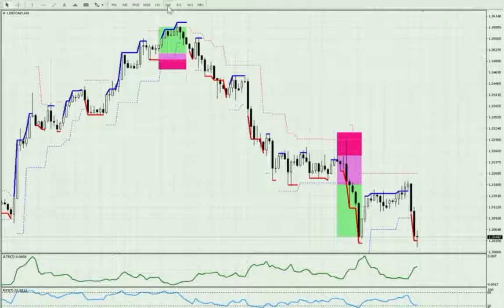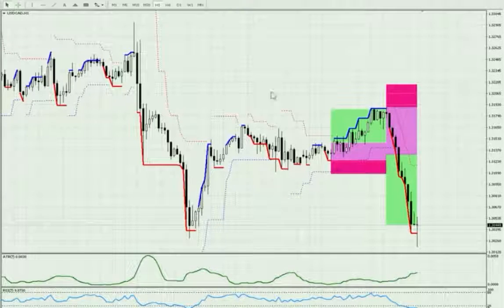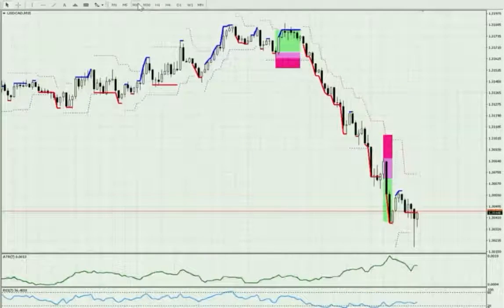Four-hour version. Here is our most recent bullish kill zone. As you can see, we're now fairly and squarely into a bearish mode at this point. Hourly, there we go. 15-minute, 5-minute.